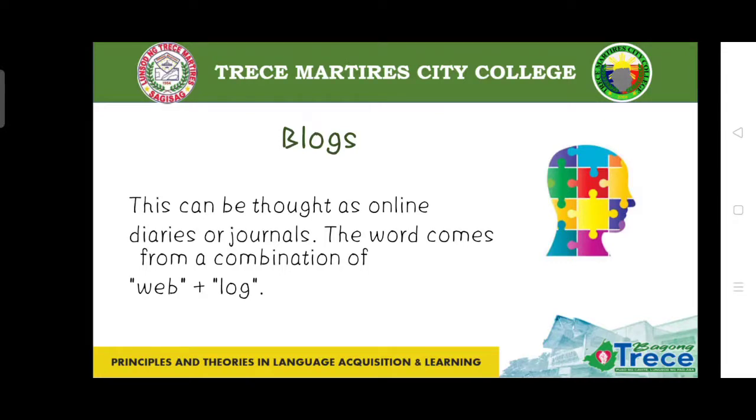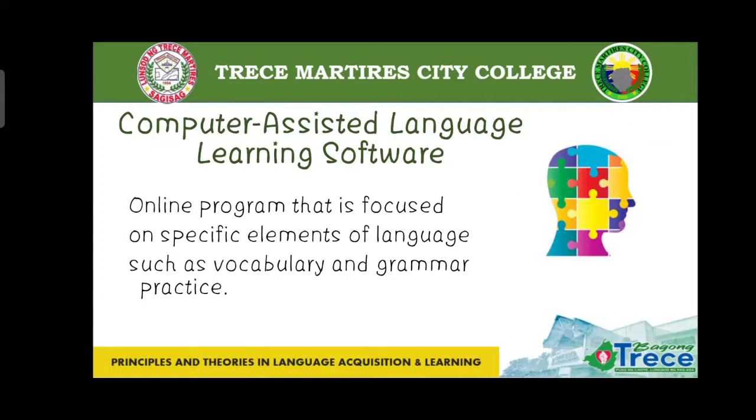Next is computer assisted language learning software. So CALL, or computer assisted language learning software, is an online program that is focused on specific elements of language such as vocabulary and grammar practice. So there is a wide variety of CALL software or websites that are available for the use of language learners, where we could learn different vocabulary and practice grammar. Others are free and can easily be downloaded, and others must be purchased.